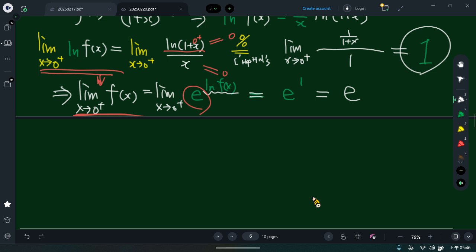So let me just give you another example. If I ask you to calculate positive infinity to the power of 0, what is that?